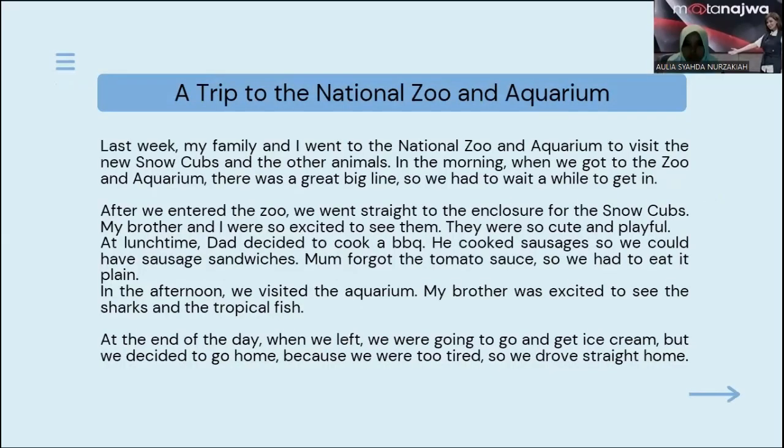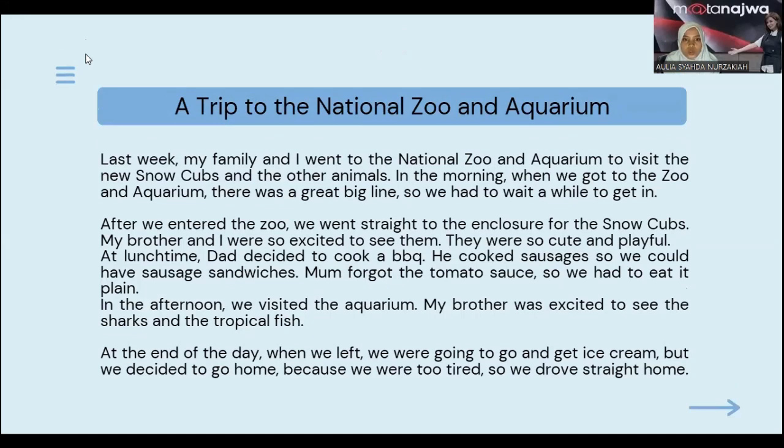The next is an example of recount text. The title is A Trip to the National Zoo and Aquarium. Last week, my family and I went to the National Zoo and Aquarium to visit the snow crabs and the other animals. In the morning, when we got to the zoo and aquarium, there was a great big line, so we had to wait a while to get in.